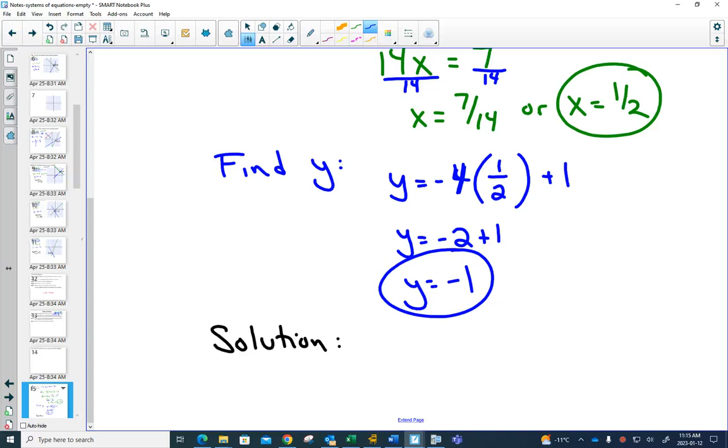Are we good? Okay, again, make sure you've written it down. Make sure you understand each of the steps and ask questions if you're unsure of anything. So we always write our solution as a point. The x coordinate is 1/2. The y coordinate is -1.